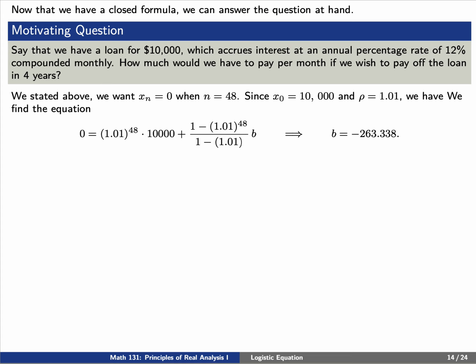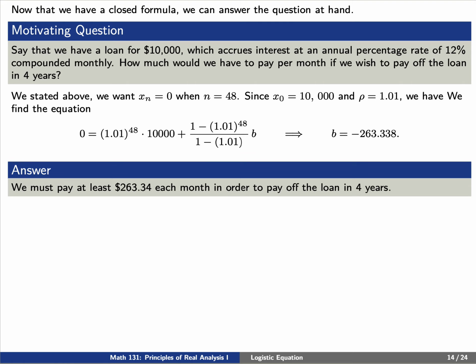So plugging in the formula above, we can then solve for b to see that it is negative 263.338. Rounding everything to the penny, we see that we must pay at least $263.34 each month in order to pay off the loan in 4 years.